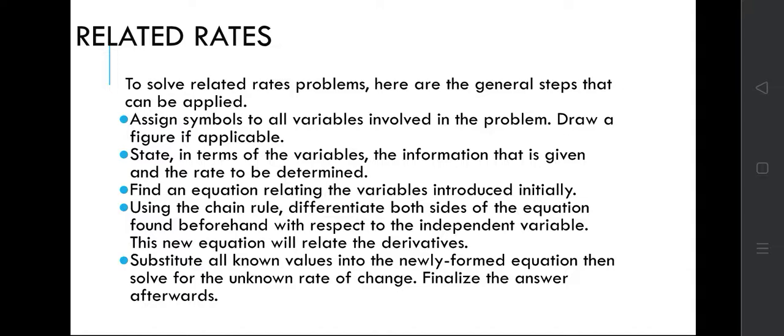So, dito pa lang tayo pala ng part kung saan gagawin na natin yung, set up na natin yung equation. Using the chain rule, differentiate both sides of the equation found beforehand with respect to the independent variable. Ito yung i-differentiate na natin yung function na nakuha natin. Substitute all known values into the newly formed equation and solve for the unknown rate of change. Finalize the answer afterwards.